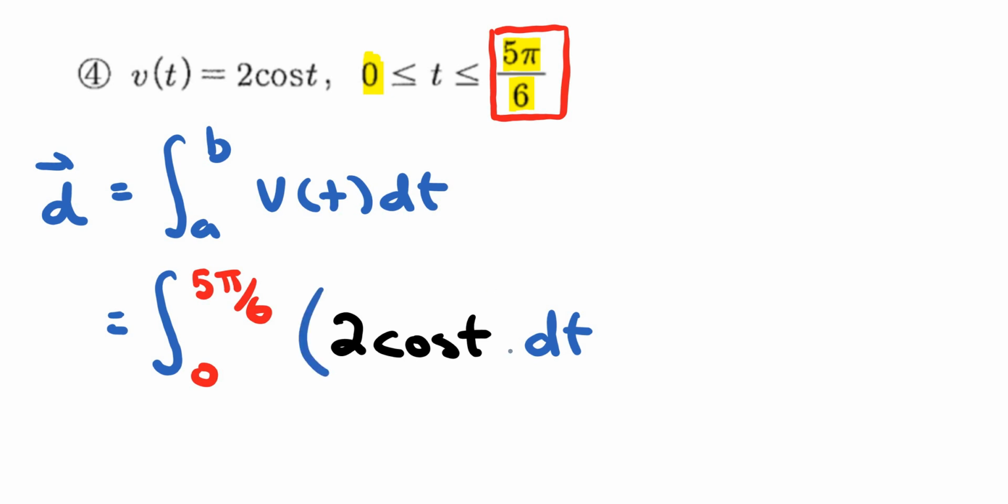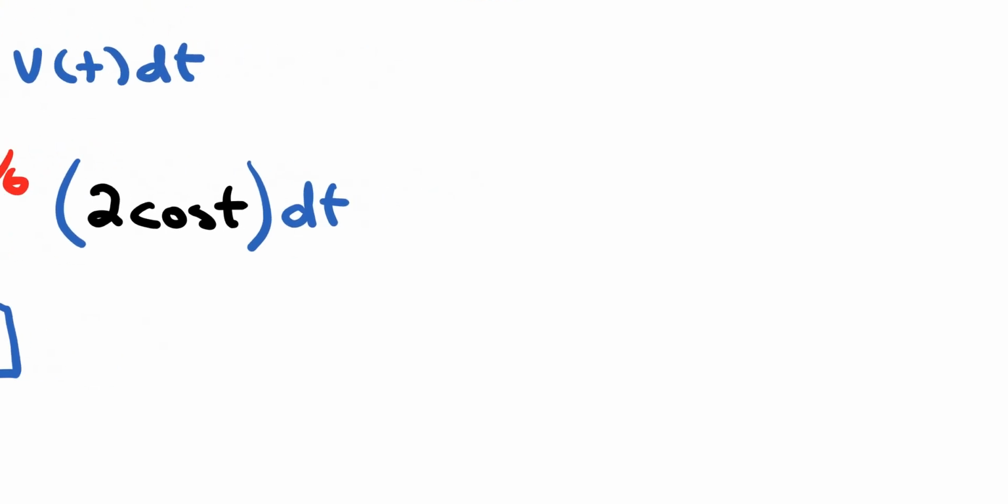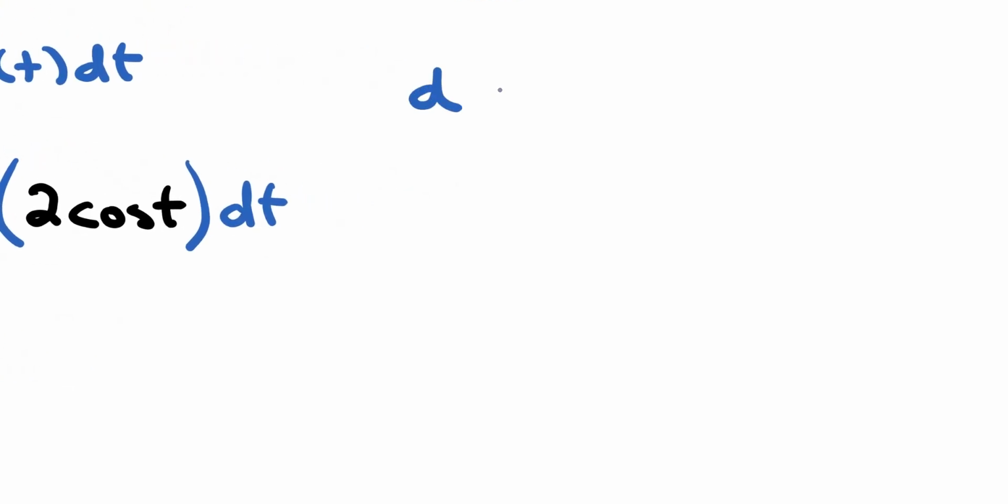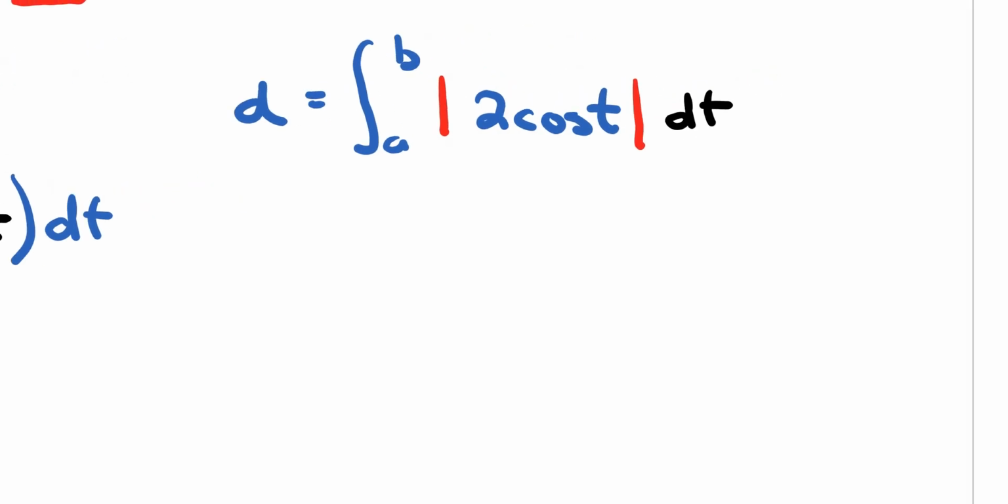If you want, you can put brackets around your 2 cos t. After that, you would just go to a calculator, and this will give you a value of 1. So our displacement from 0 to 5 pi over 6 is 1. If I want to find my distance traveled, the distance formula is the integral from a to b, but this time we want the absolute value of your velocity function of 2 cos t. Then we can close that absolute value sign off, and we are integrating with respect to time. That's our formula for our total distance.